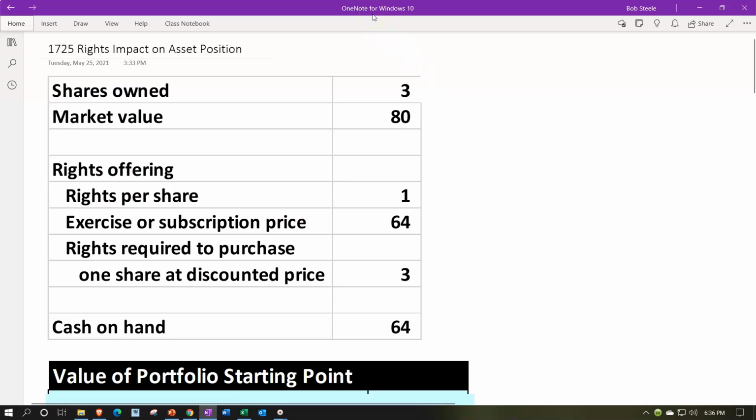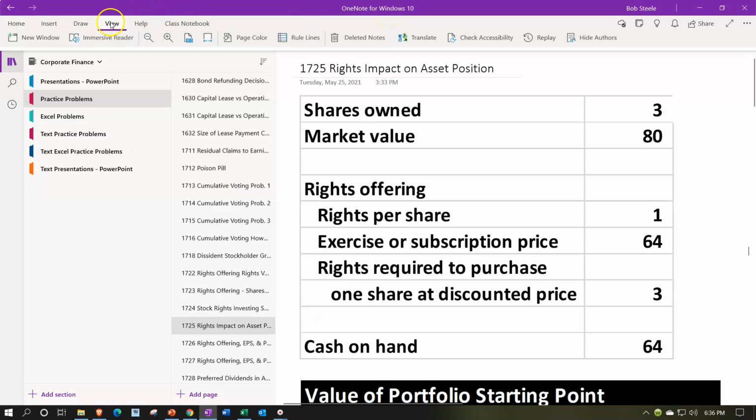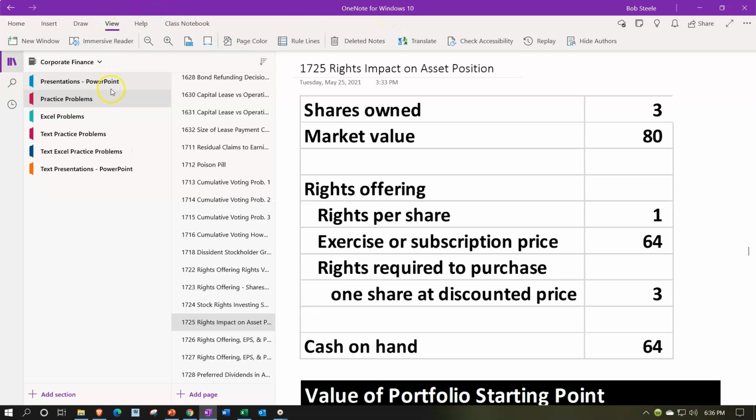If you have access to OneNote and would like to follow along, you're not required to, but if you would like to, we're in the icon on the left-hand side, Practice Problems tab, then down in 1725, Rights Impact on Asset Position tab. Also note, when using OneNote, look at the Immersive Reader tool. Our presentations will be down in the text area as well, same name, same number, but with transcripts. Transcripts can be translated into multiple different languages and either listened to or read in them.